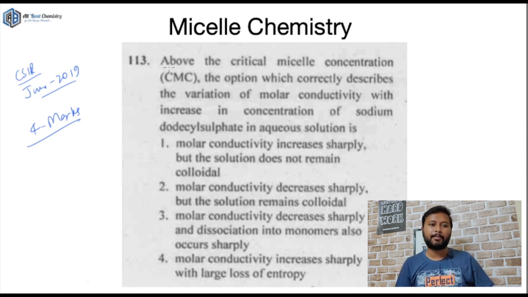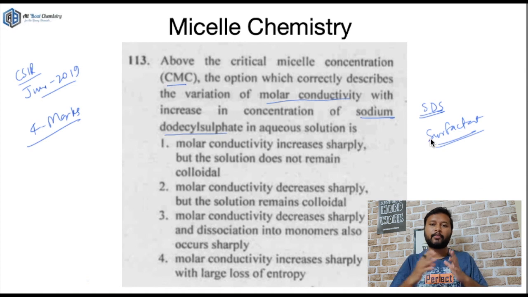The question over here says that above the critical micellar concentration, that means CMC, which option correctly describes the variation of molar conductivity, with the increase in concentration of sodium dodecyl sulfate. Sodium dodecyl sulfate, as I already gave you as an example, is generally called SDS, and this is nothing but a surfactant. I already told you that it is made up of a long carbon chain having a sulfate ion at the end and the sodium ion, right? So the concentration of sodium dodecyl sulfate in aqueous solution is, so you have 4 points.